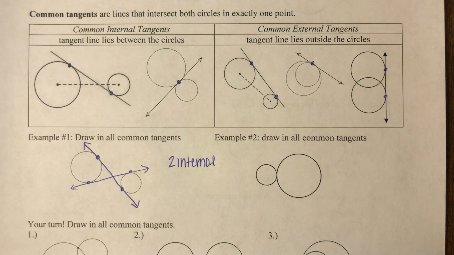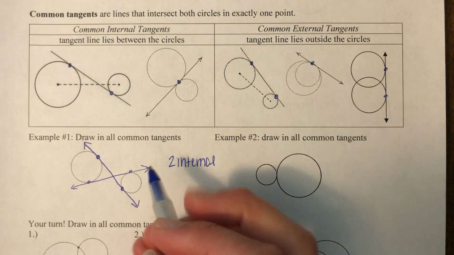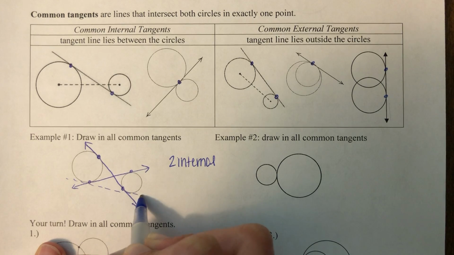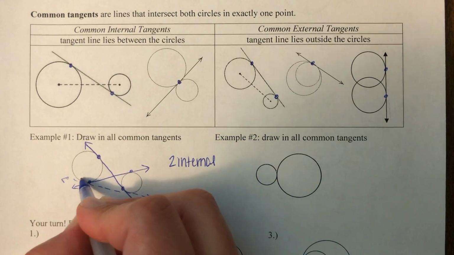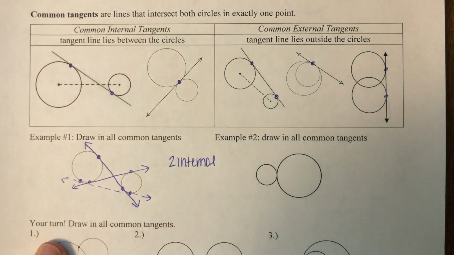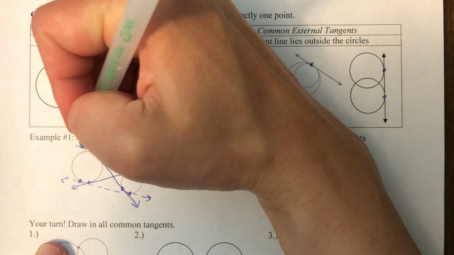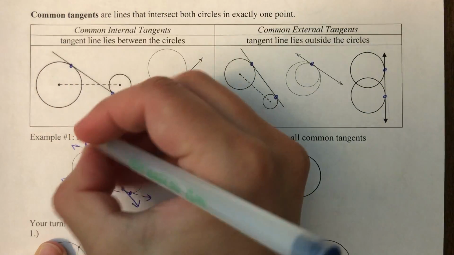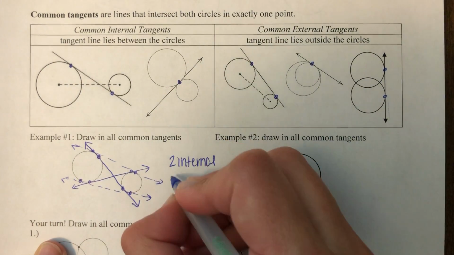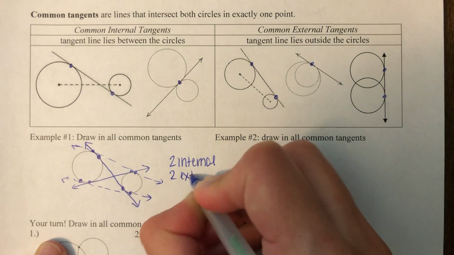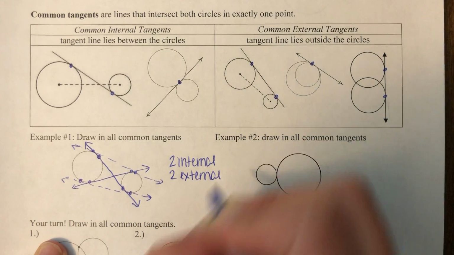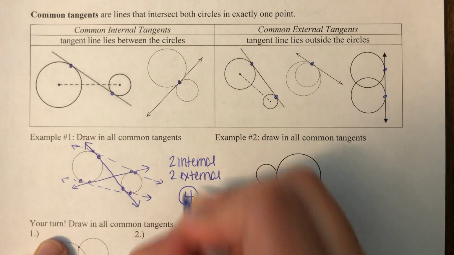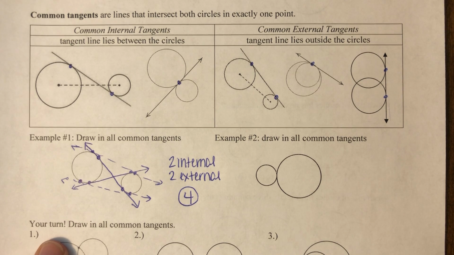Now we're going to draw ones that lie outside of them. Here's one. Try to draw a dash so you see the different types. Right, hits each circle once. And there's one on the other side, hitting each circle once. So this has two external tangents. So it's two internal, two external, giving it a total of 4 common tangents. There's a lot in that picture.